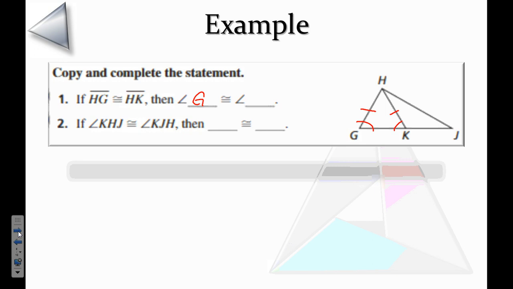Well, a 3-letter combo gets me this angle: GKH or HKG. Either one works. Okay.